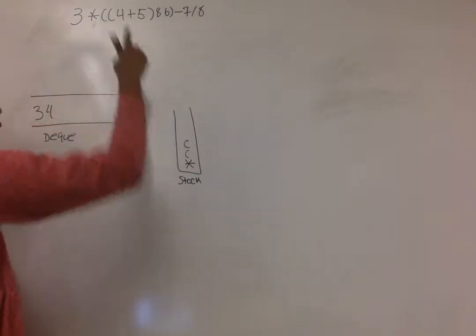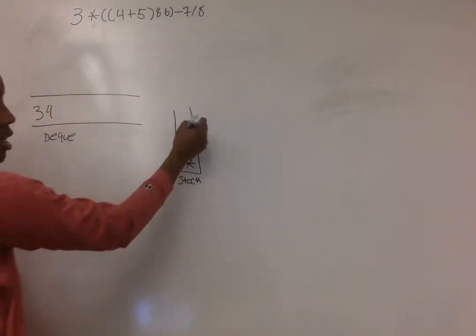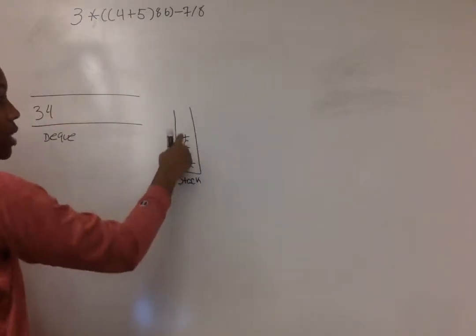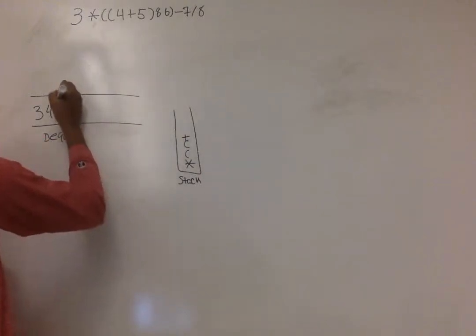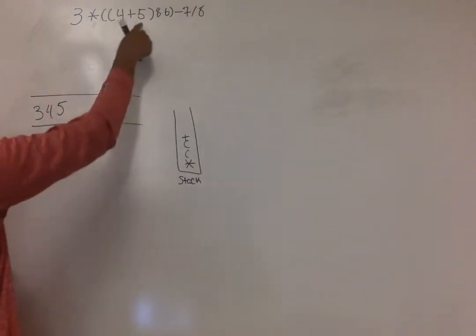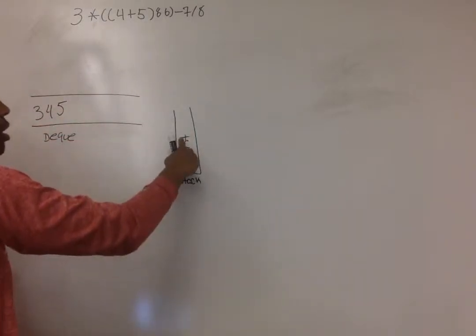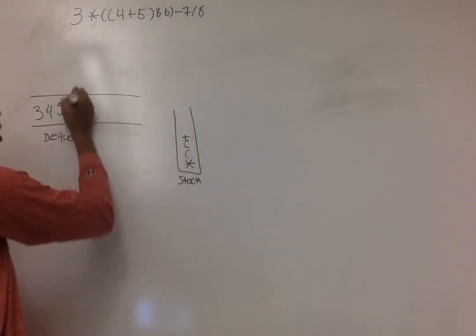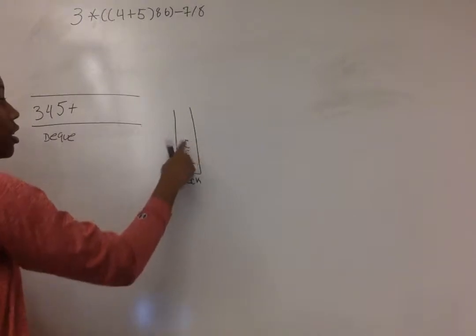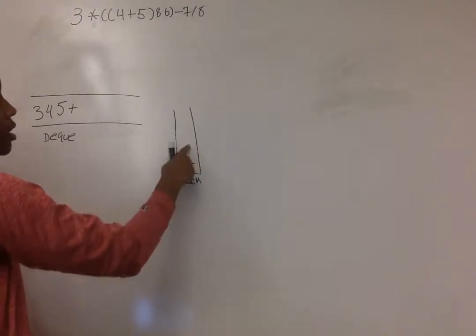We have a plus sign. We treat this like it's an empty stack, so we put the plus sign up. We got the 5. We put it into the deck. We reach the closed parentheses. Remember, that just means to empty out the stack until we reach the next open parentheses.